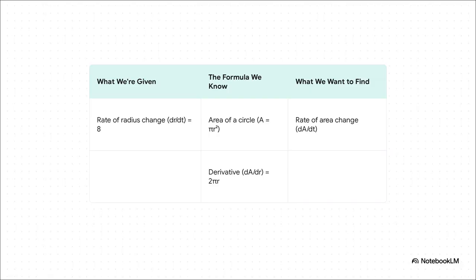Let's organize our thoughts and lay out all the puzzle pieces. First, what do we know for sure? We're given that the radius is changing over time at a rate of 8. We also know a formula from basic geometry, the area of a circle. And, using our new calculus tools, we can find its derivative, which tells us how the area changes in relation to the radius. The only thing we're missing is how to connect all of this to the passage of time.